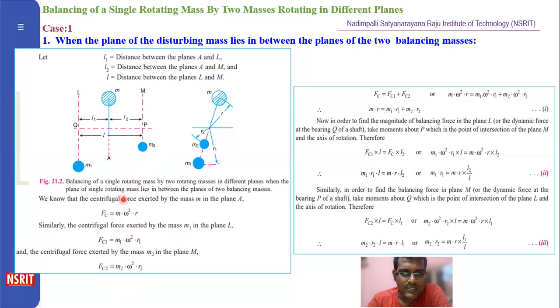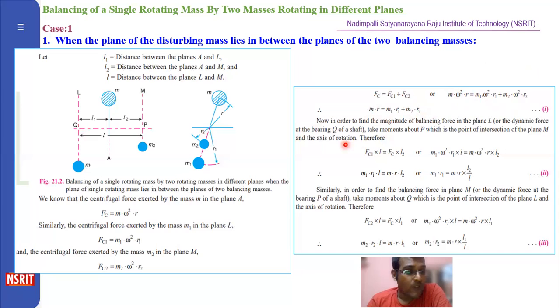Based on this, these two are in the downward direction, one direction, and this is in the other direction. So from that we can write Fc equal to Fc1 plus Fc2. From that, m r omega square is equal to M1 R1 omega square plus M2 R2 omega square. As I told earlier, omega is constant, so in simplified form, m r is equal to M1 R1 plus M2 R2.